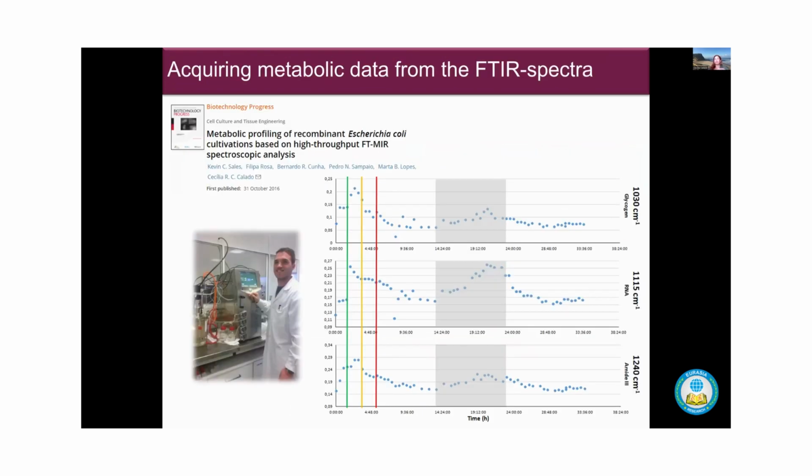Also looking directly at the spectra, at spectral bands associated with particular molecules in the systems like RNA, DNA, proteins, lipids, and so on, we could predict apparent transcription rates and so on. But even so, that is not the best way to acquire data. So what is the best way?